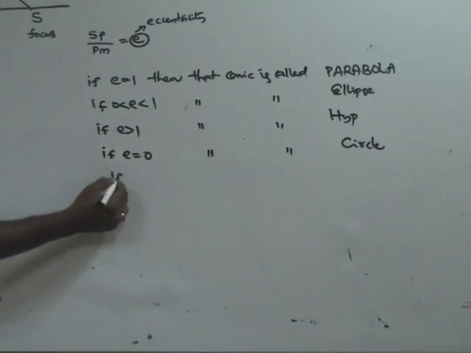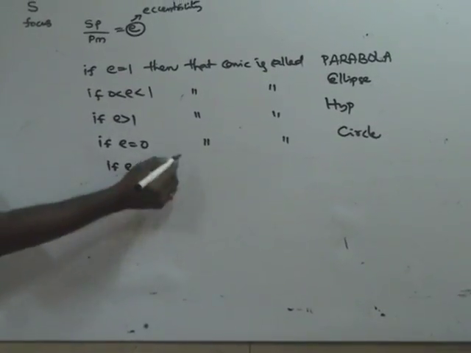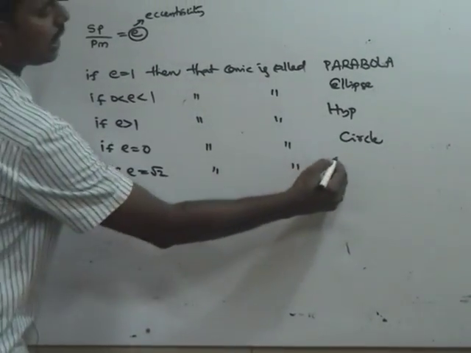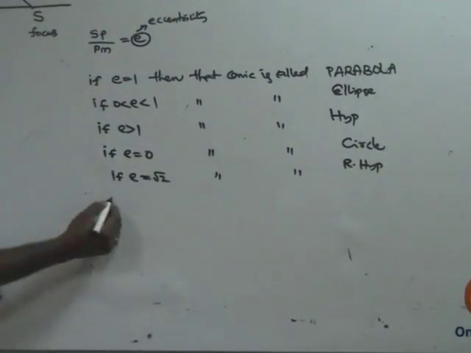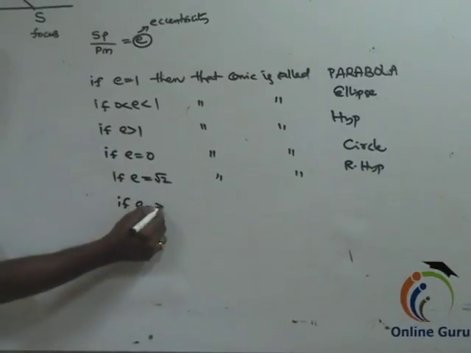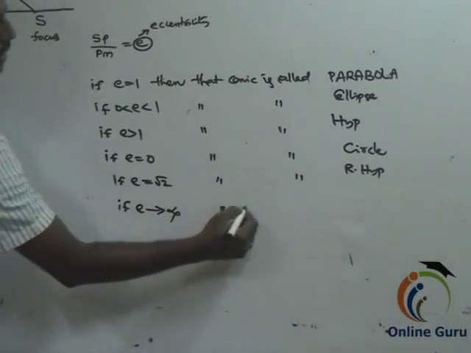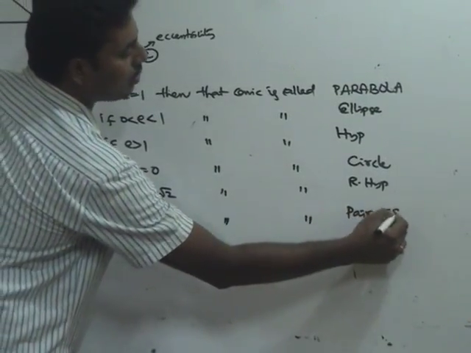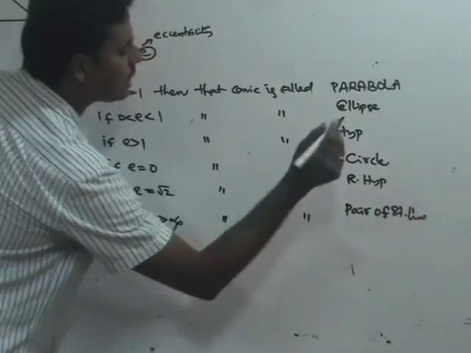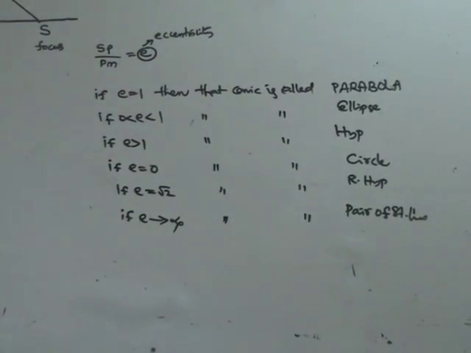Next, if the eccentricity value is root 2, then that conic is called a rectangular hyperbola. And if the eccentricity value approaches infinity, then that conic is called a pair of straight lines. This is about the definition of the conic.